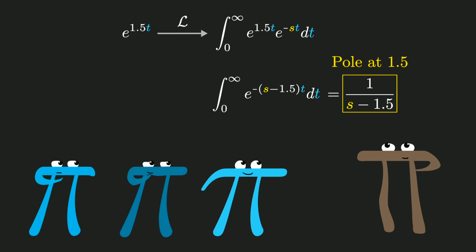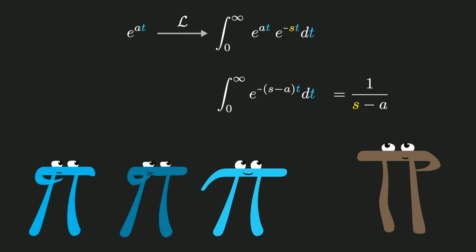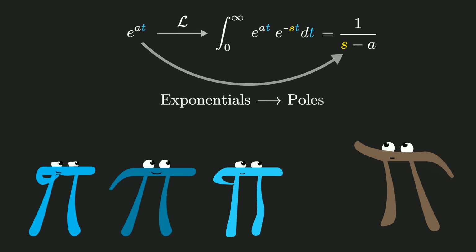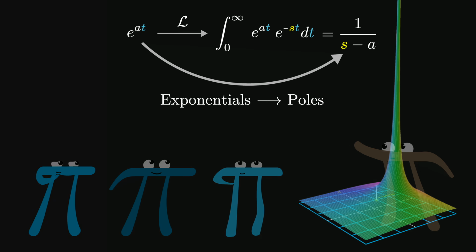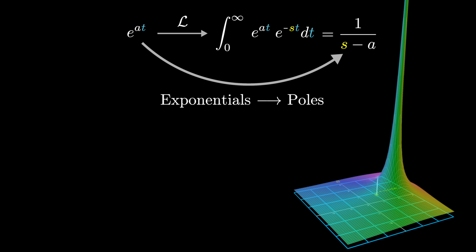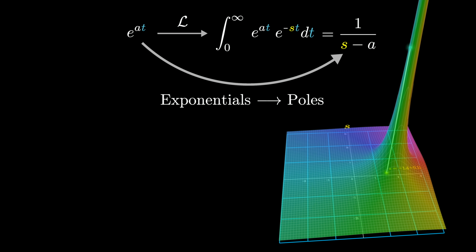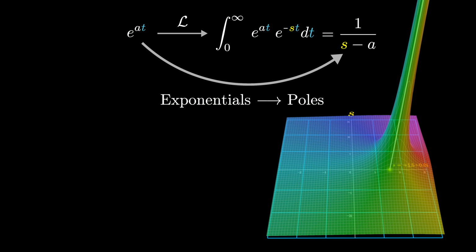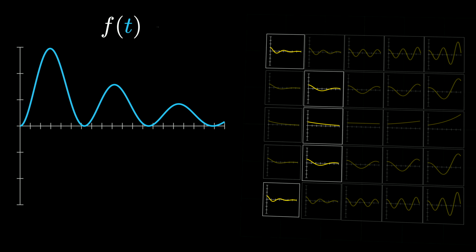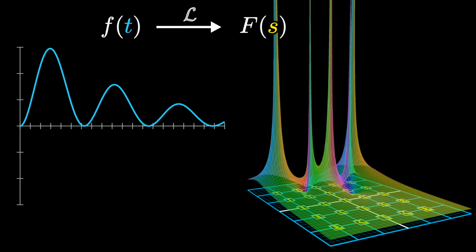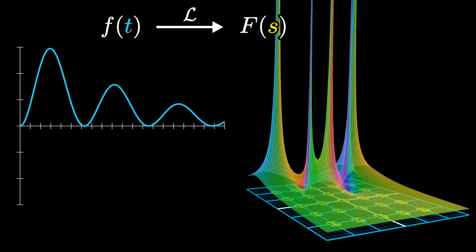And of course, there's nothing special about 1.5. I can replace this with any constant a. And if there is only one fact that you remember from this video, let it be this one. The Laplace transform of an exponential function, e to the at, is a new function of s that has a simple pole over s equals a. This is that key idea I alluded to earlier. Poles in the transformed function expose exponential pieces of the original.